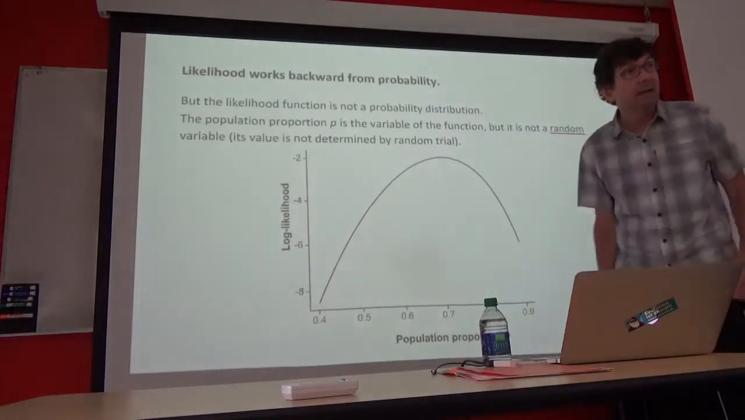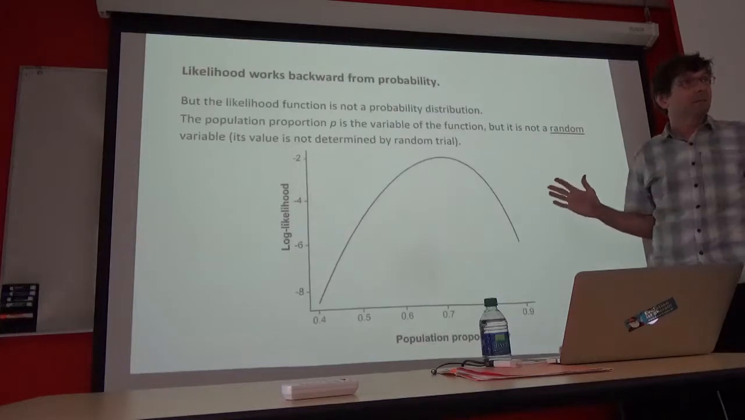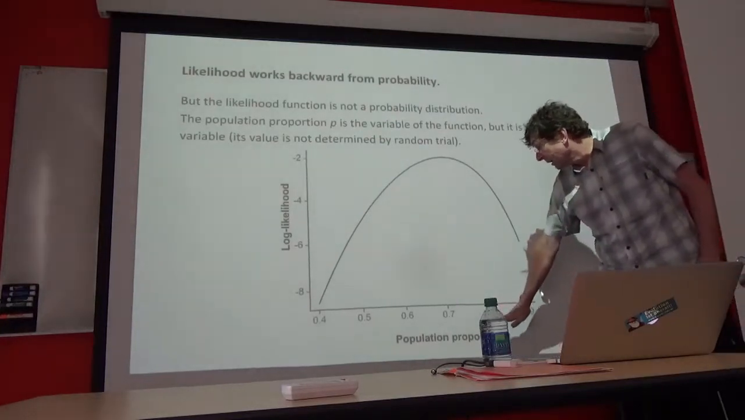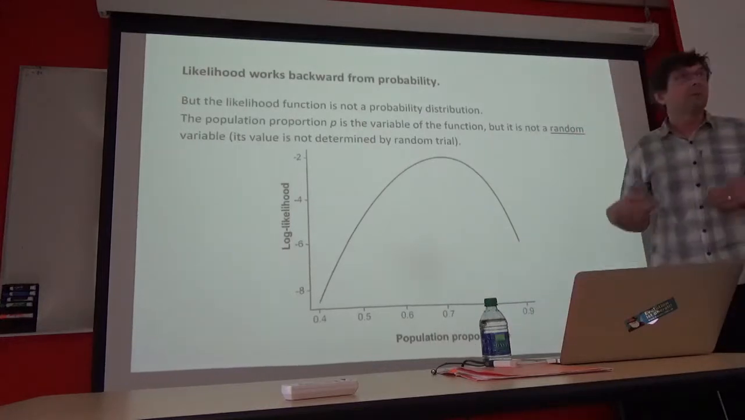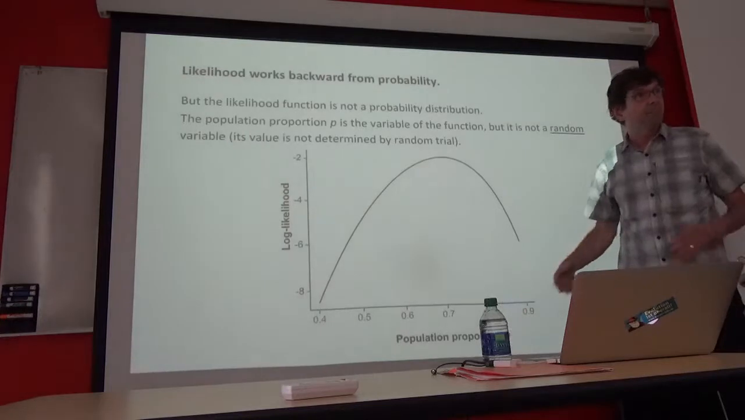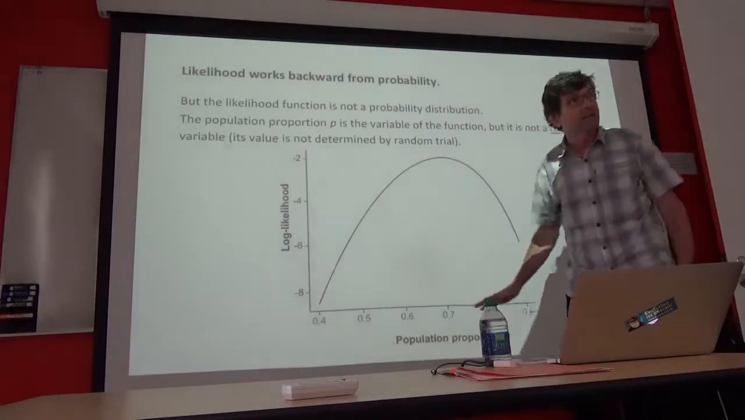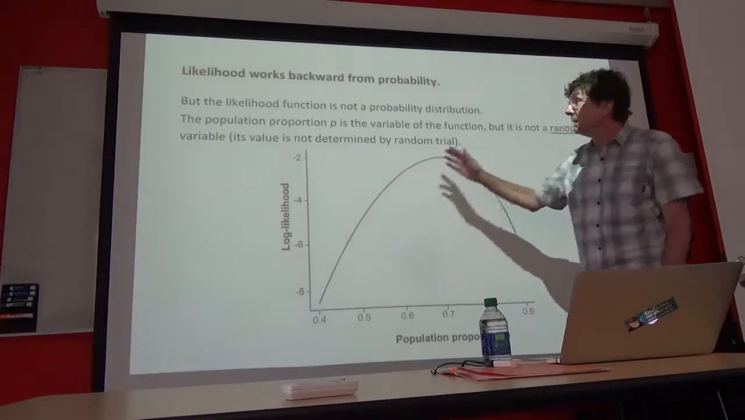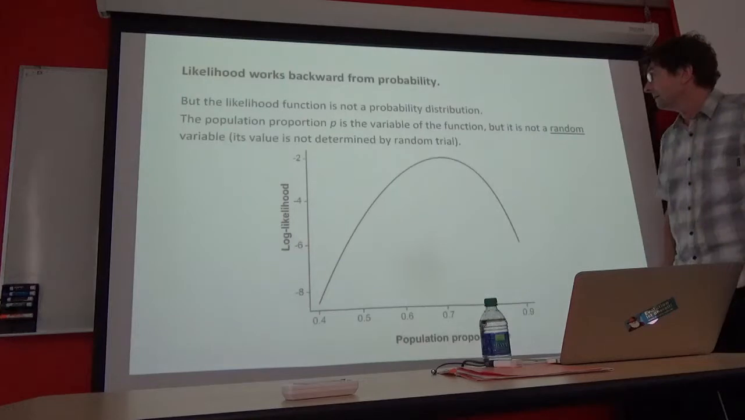But I want to point out that the log likelihood curve is not a probability distribution, because under this framework, the variable, population proportion, is not a random variable. It's not like we randomly sample p from some population, but rather, we're just treating it as the variable and the data as a constant, generating the likelihood function, the likelihood curve, and then using that to try to estimate things that we're interested in.